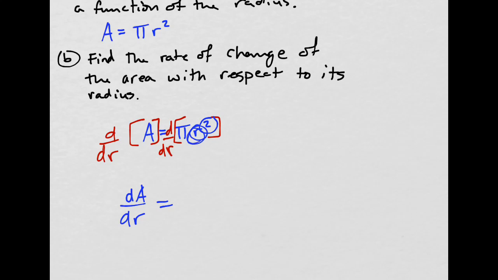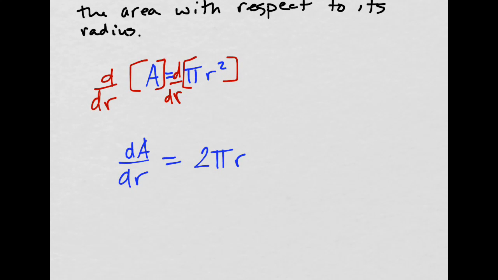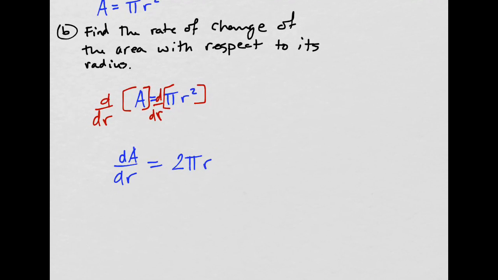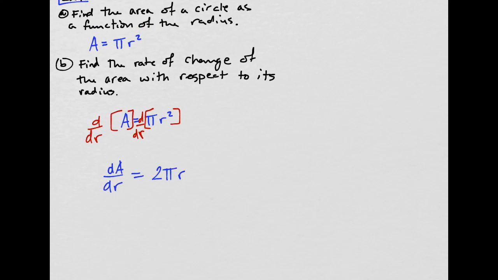And I'm taking the derivative of r, so I'm pretending like that's an x, and then I just use the power rule. So this would be 2 times pi r, and then I would subtract 1. So there you go, 2 pi r. That's the rate of change of the area with respect to the radius. And that's for any radius that makes sense to plug in.